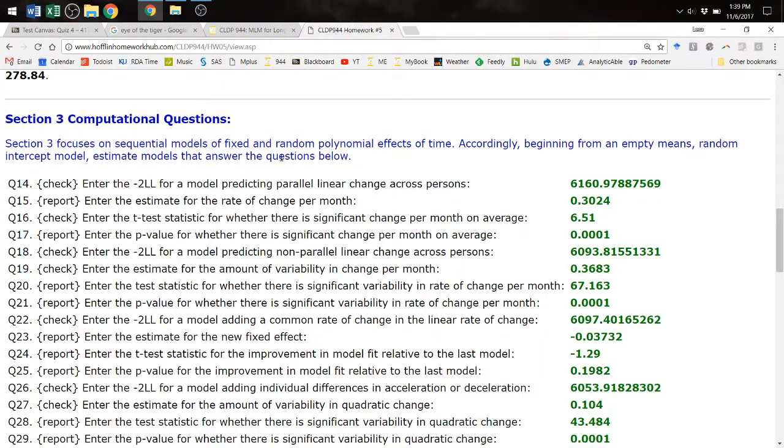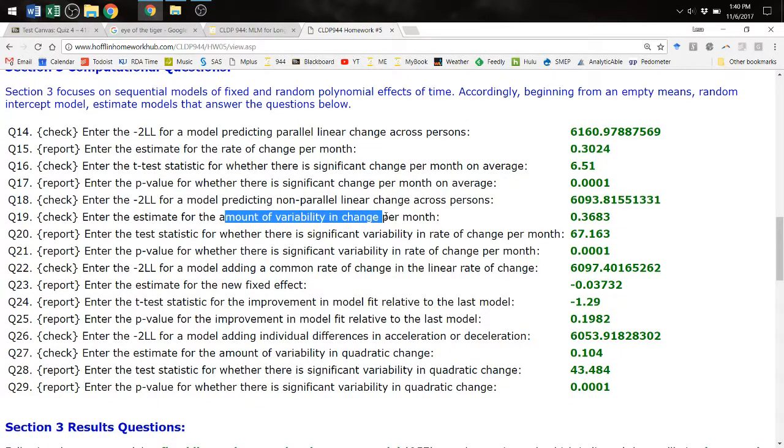Then we went through the process of adding polynomial fixed effects and random effects of time. So the -2 log likelihood for a model predicting parallel linear change. Parallel is your key there. Parallel means I'm adding a fixed effect of linear time only, because the lines become non-parallel once we get a random effect in there. Then we have a -2 log likelihood for the next model predicting non-parallel linear change. That is accomplished by allowing each person to have their own random linear slope deviation, which is captured by this amount of variability in change per month.